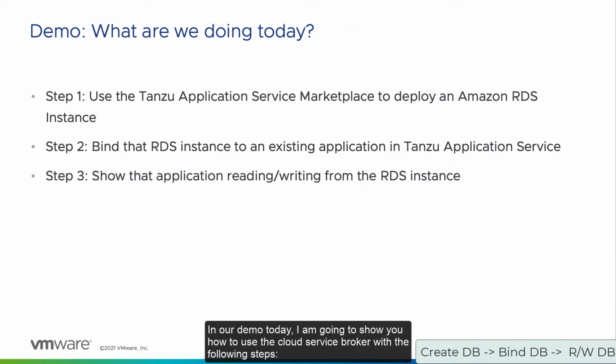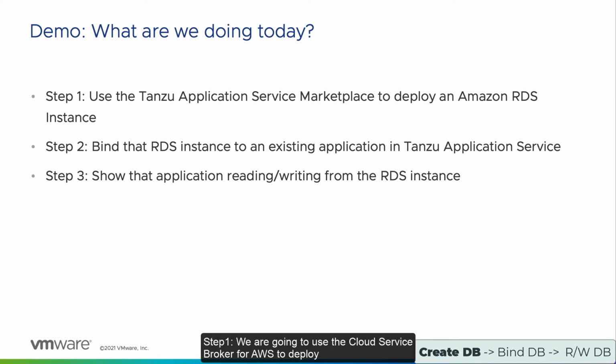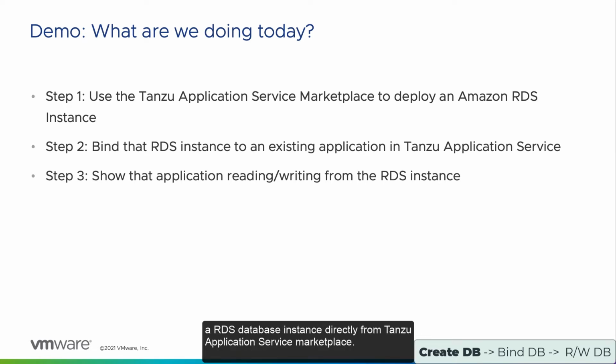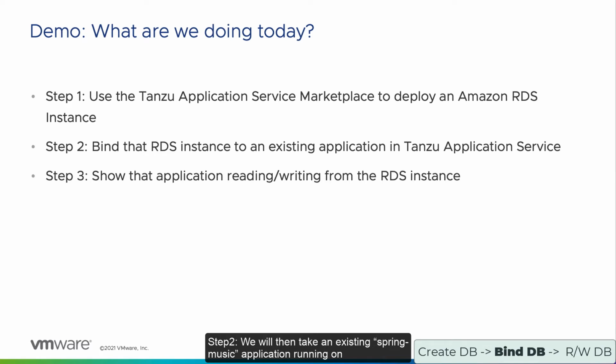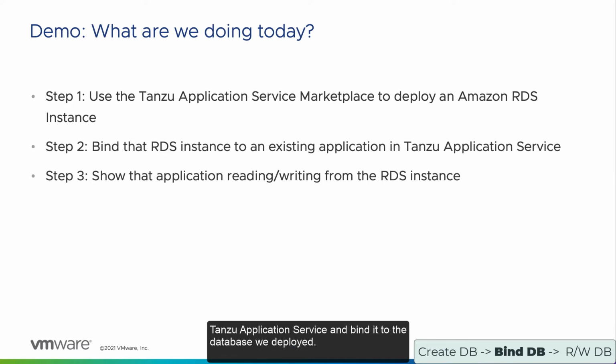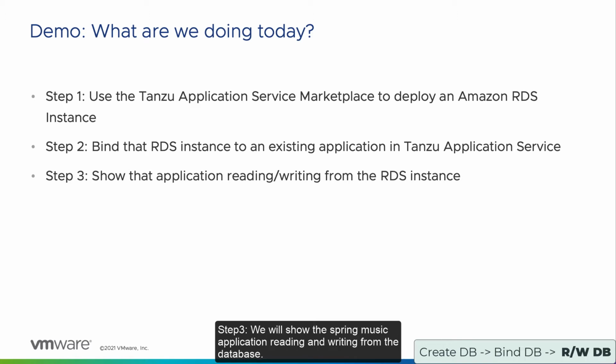In our demo today, I'm going to show you how to use the Cloud Service Broker with the following steps. Step 1, we're going to use the Cloud Service Broker for AWS to deploy an RDS database instance directly from the Tanzu Application Service Marketplace. Step 2, we will then take an existing Spring Music application running on Tanzu Application Service and bind it to the database we deployed. Step 3, we will show the Spring Music application reading and writing from the database. Enough slides, let's get to the demo.